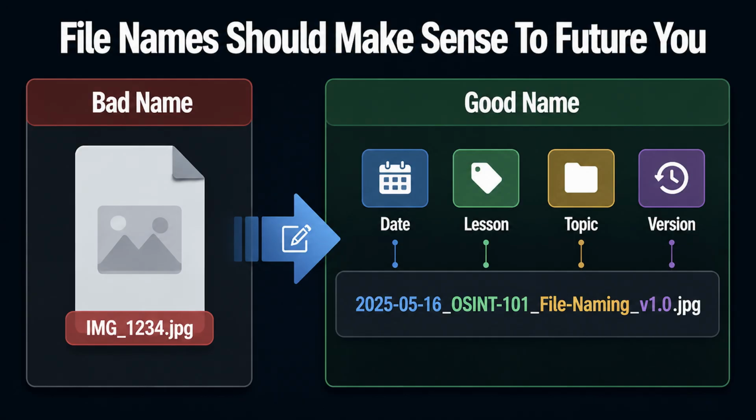The exact naming style can be your own. What matters is consistency. A good file name should answer 3 questions without opening the file. What is this? Where did it come from? And which task does it belong to? If it can do that, you have saved yourself future work.